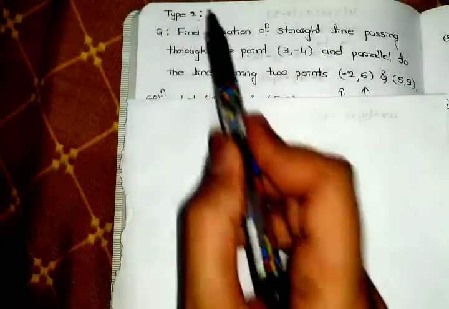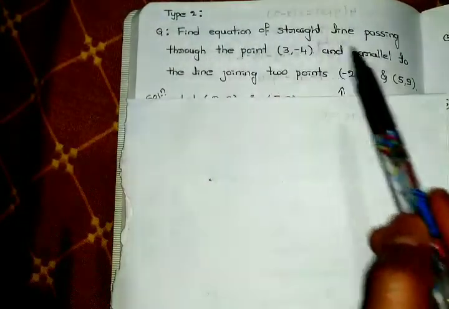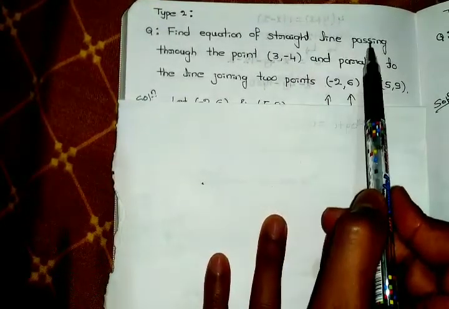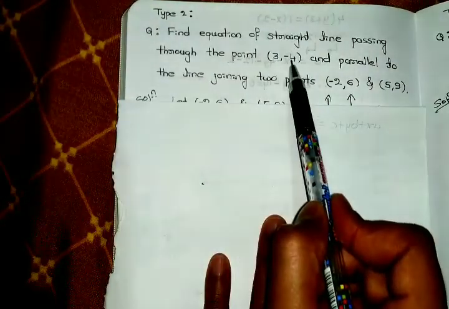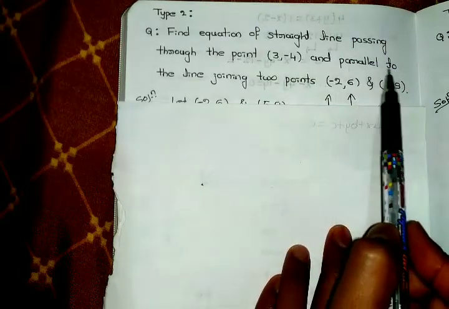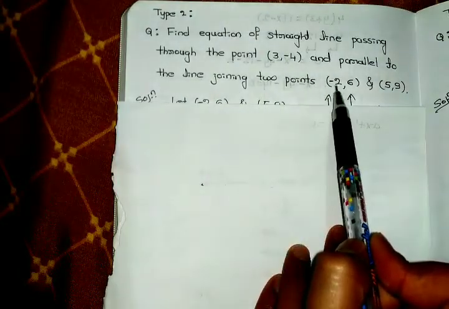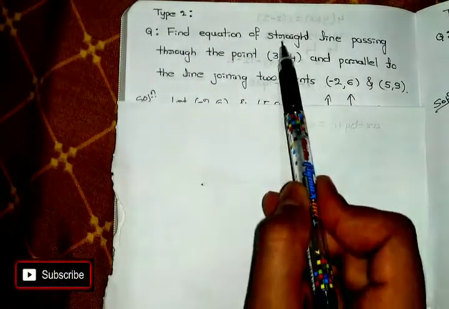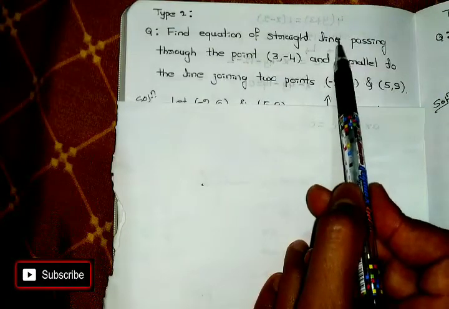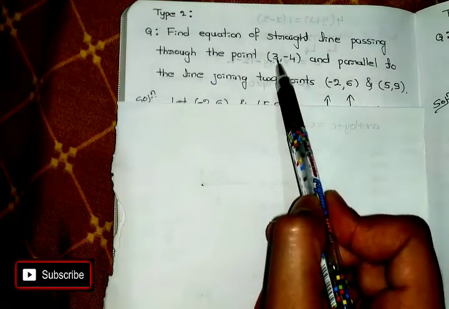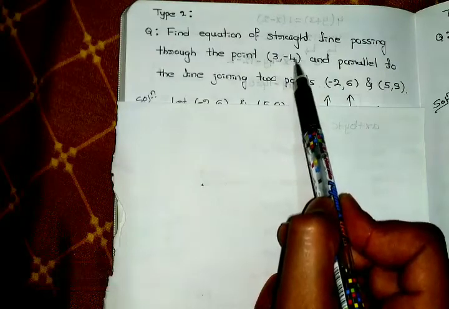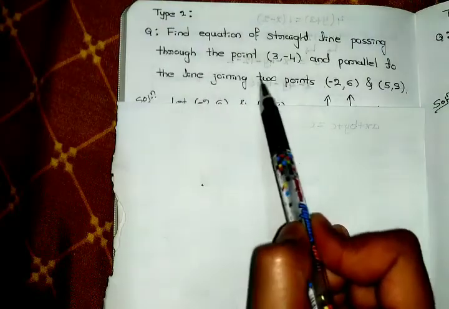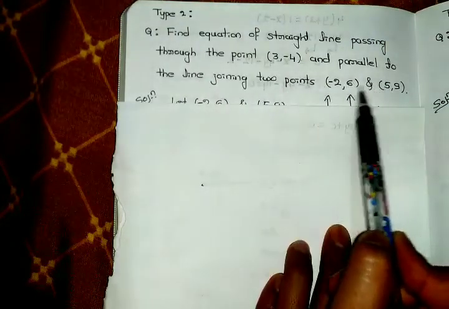Next, type 2. See the question first. Find the equation of the straight line passing through the point 3, minus 4 and parallel to the line joining 2 points minus 2, 6 and 5, 9. Here also it is the same, you need to find the equation of a straight line only. That line is passing through which point here? 3, minus 4, and which is parallel to another line, but here the other line is joining how many points? 2 points are given.